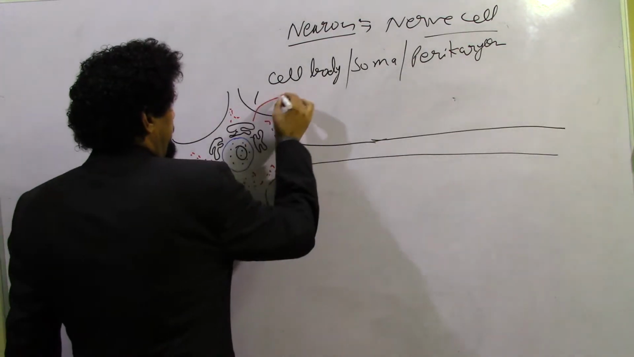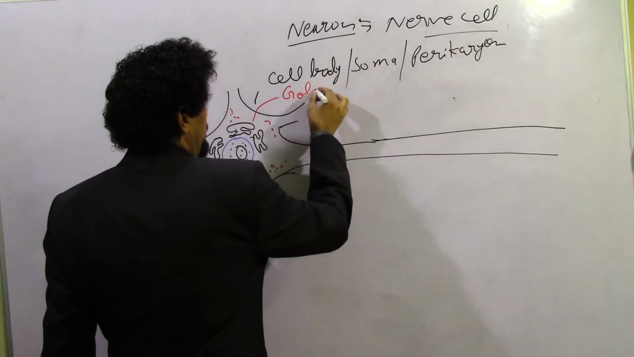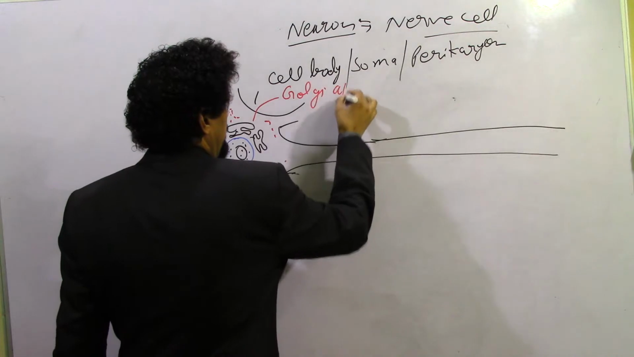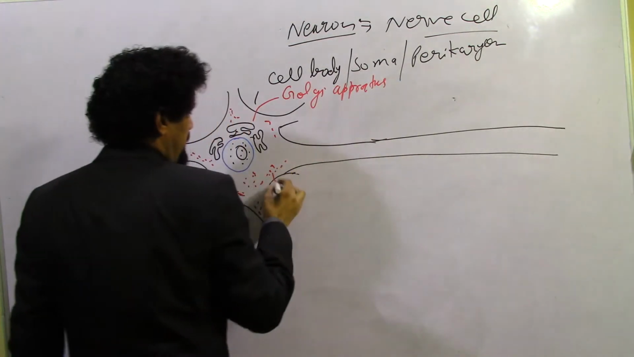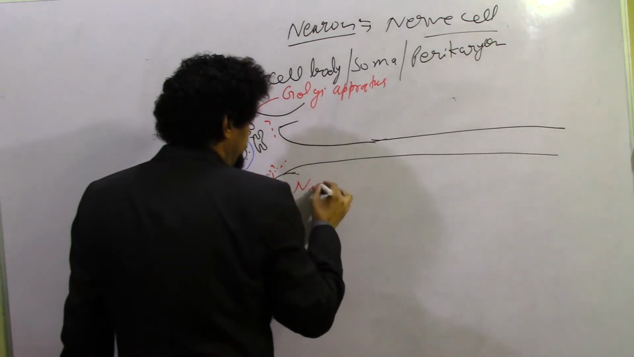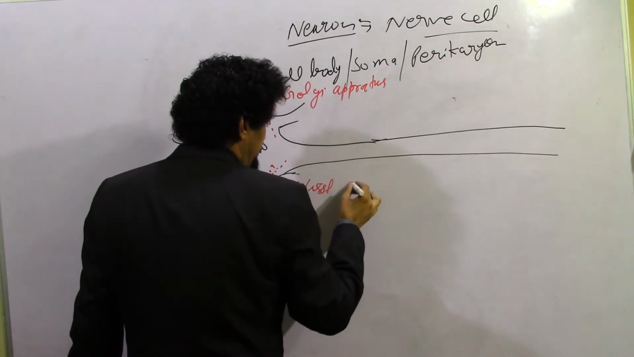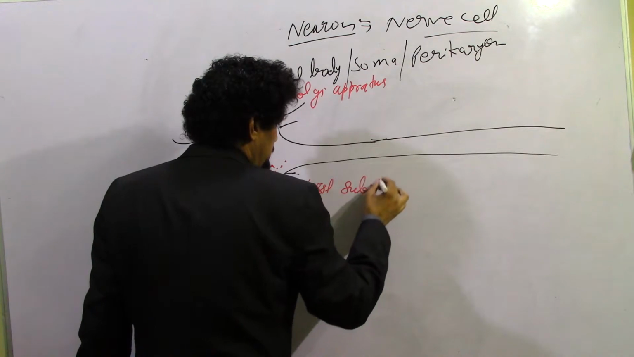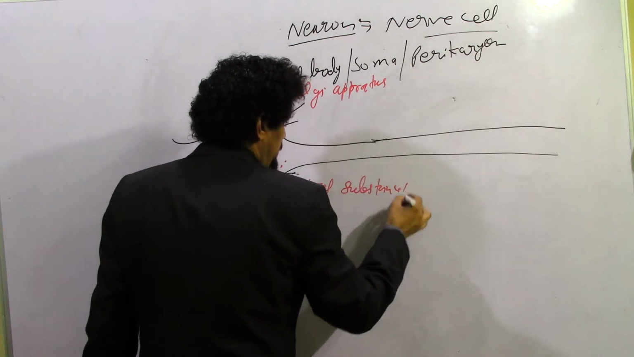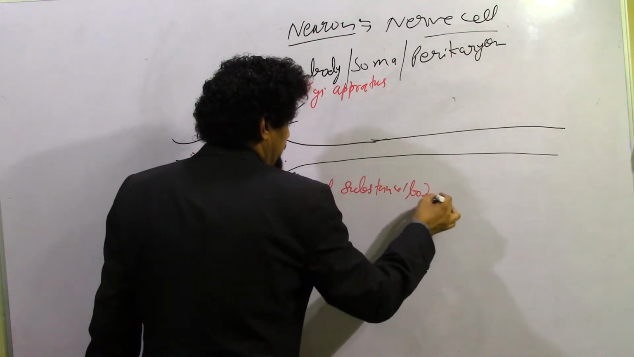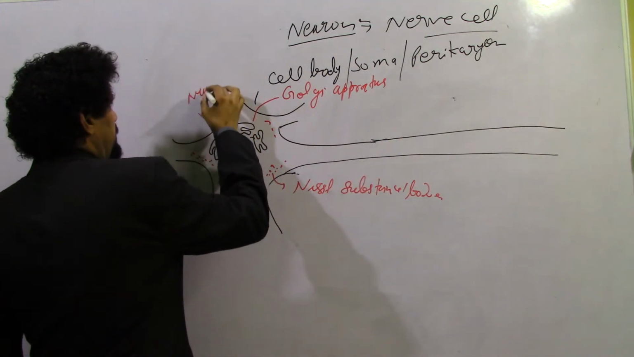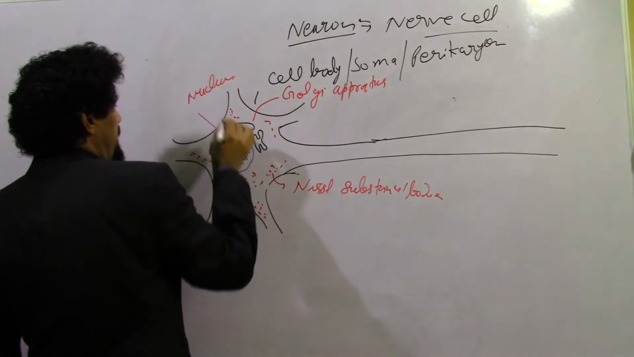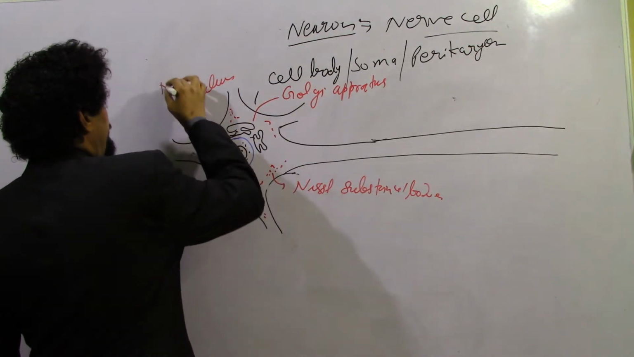So these are the Golgi apparatus. These have the Nissl substance or Nissl bodies, having nucleus and large nucleolus.